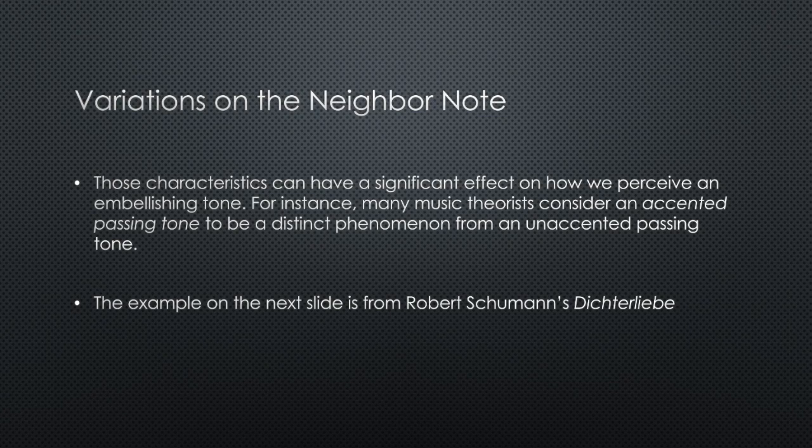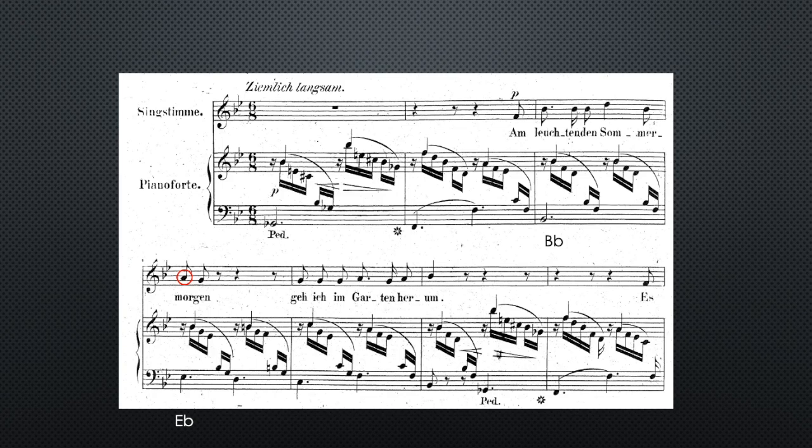So in this case, I'm going to show you an example from the song cycle Dichterliebe, which means poet's love. This is a song cycle by Robert Schumann, and it's a bunch of very closely related songs. But this one features really dramatic incidents of an accented passing tone. And you're really going to be able to hear clearly how this works and how it would be different if it were unaccented. So I'm going to play it in two different ways for you. We have a very simple melody here.